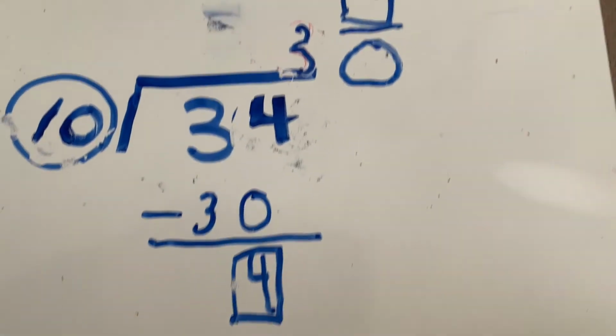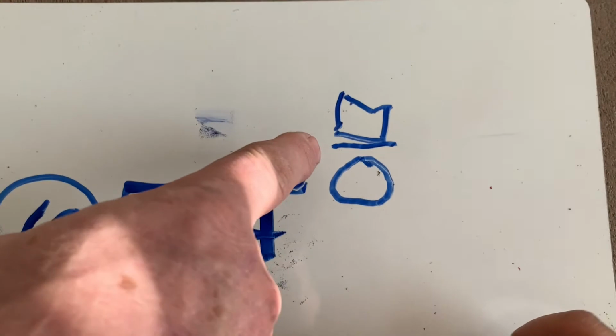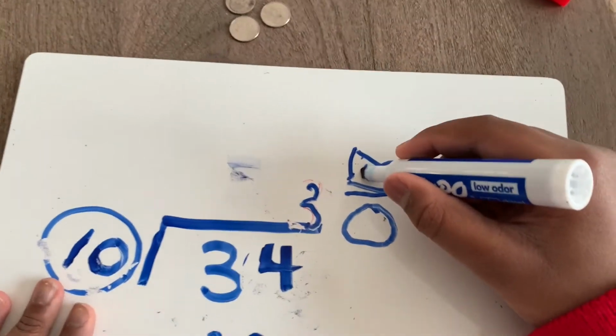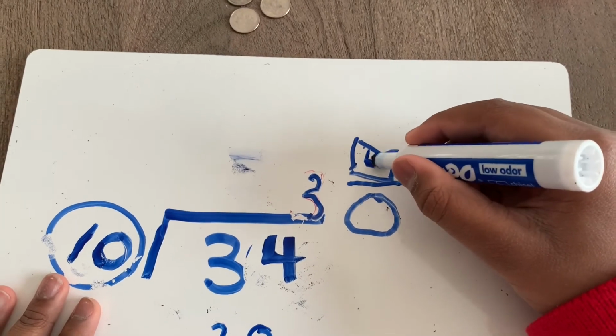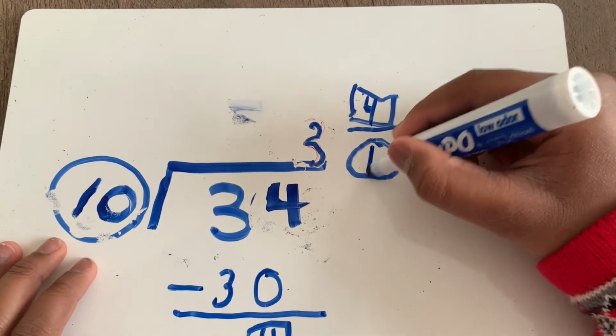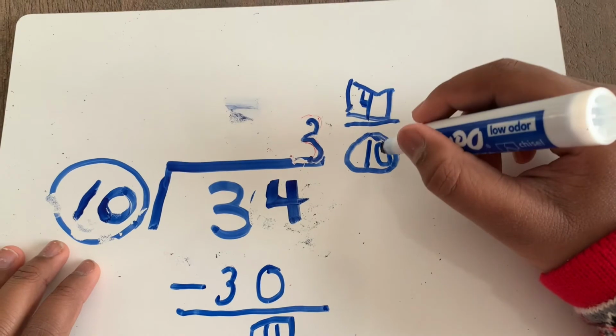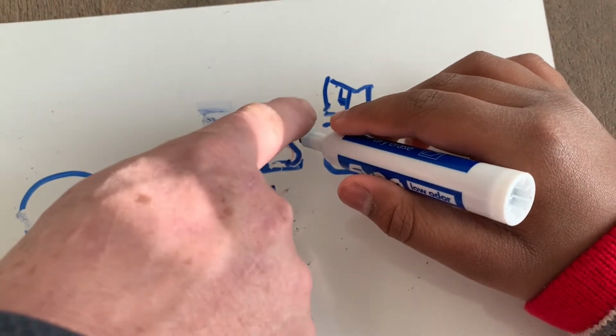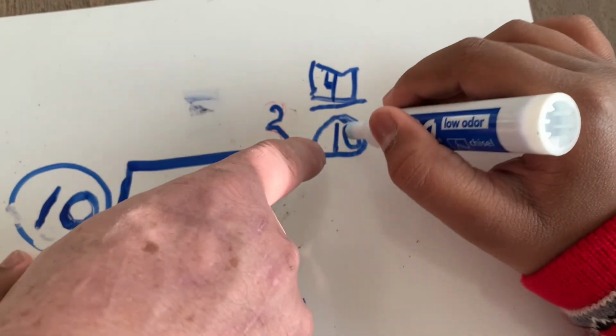Can you get that fraction? Where's the 4 go? 4, and then 10. Takes 10 to make a dime. Good. Can you read that whole answer? Start here. 3, and 4 tenths. Nice.